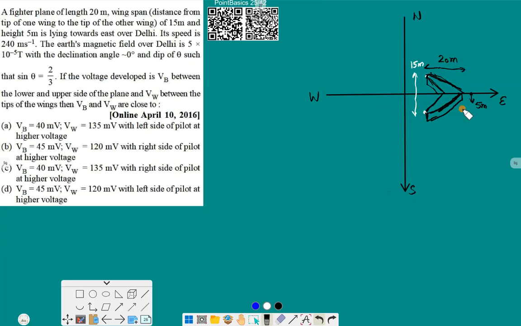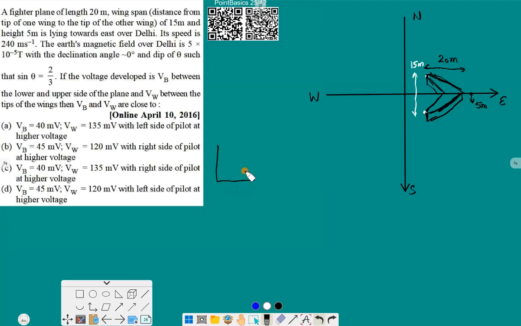and it is moving towards the east. And now coming to the direction of the magnetic field, it is mentioned that angle of declination is 0 degree, so we will ignore it. And dip angle is mentioned here. Angle of dip is such that sine theta is 2 by 3. So first of all, let us resolve this.